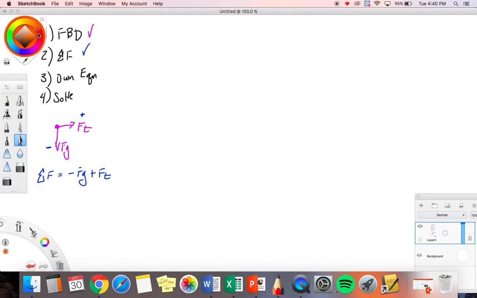For our own equation, we always start out with Newton's second law: net force is equal to mass times acceleration. And I'm going to plug in for our net force: negative force of gravity plus force of tension is equal to mass multiplied by acceleration. Now the issue here is that by itself this doesn't look too terrifying. However, your next step, if that's your equation, would be to solve. And we're trying to solve first for the mass in kilograms.